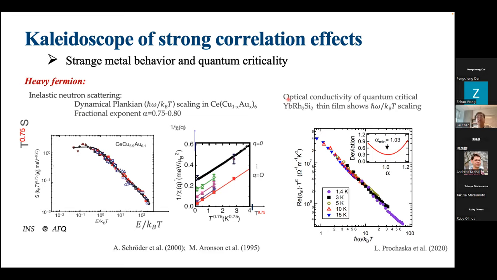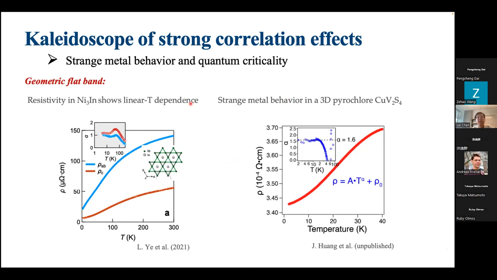For the flat band systems, these strange metal behaviors are also observed. For example, in these kagome lattice systems, the transverse resistivity gives us linear T scalings in the resistivities. And besides the 2D systems, there are also strange metal behaviors which have been observed in 3D flat band pyrochlore type of systems, such as copper vanadium so far.